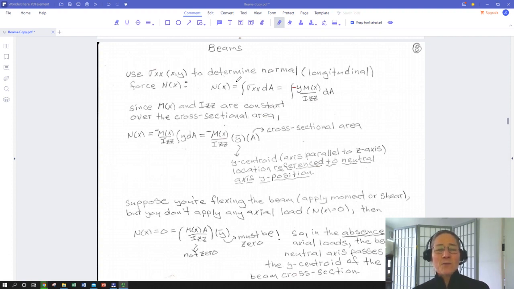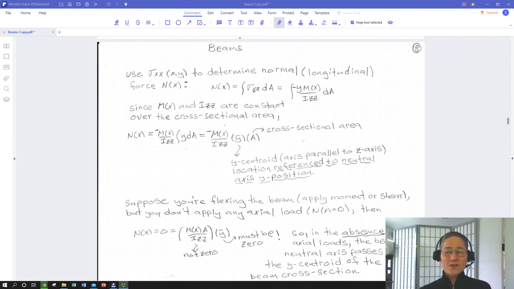If you remember from early in our discussions of beams and normal forces versus stresses, normal to a cut face going in the x direction along a beam, we can define the normal force on some cut section as the integral of the stress in the x direction, or the stress in the direction normal to that cut face, integrated all over the area.